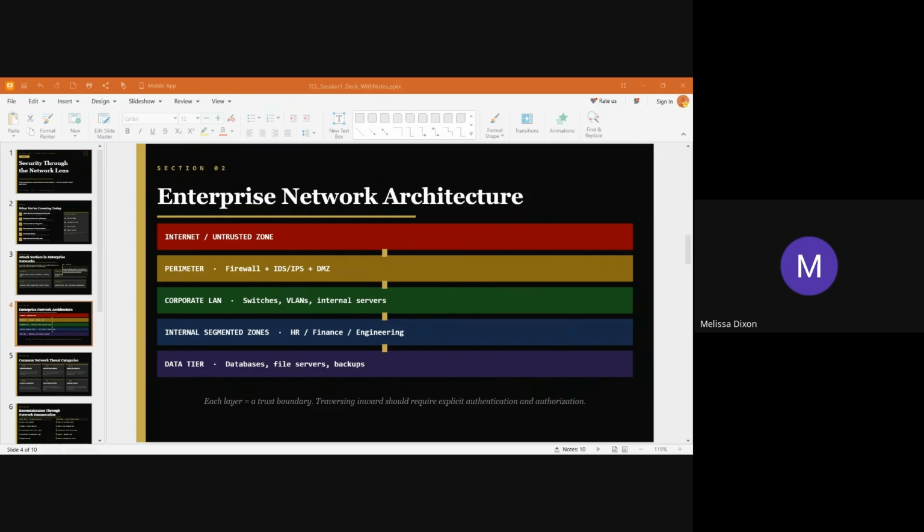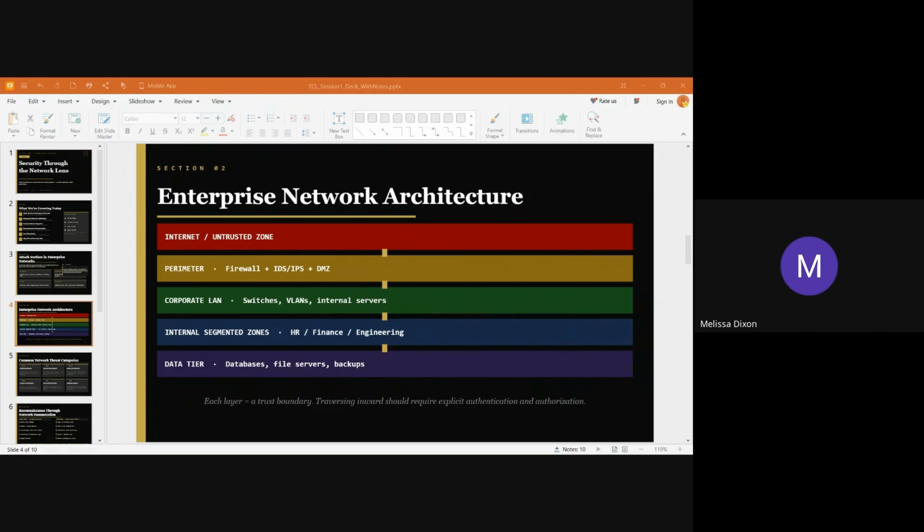The firewall blocks unauthorized traffic. IDSs and IPSs watch for attack signatures. DMZs host public-facing services like web servers in a semi-isolated zone. The corporate LAN is where most employees live: Active Directory, file servers, internal apps, stuff like that. Segmented zones are best practice. HR shouldn't be on the same subnet as engineering. Finance should be isolated, obviously.